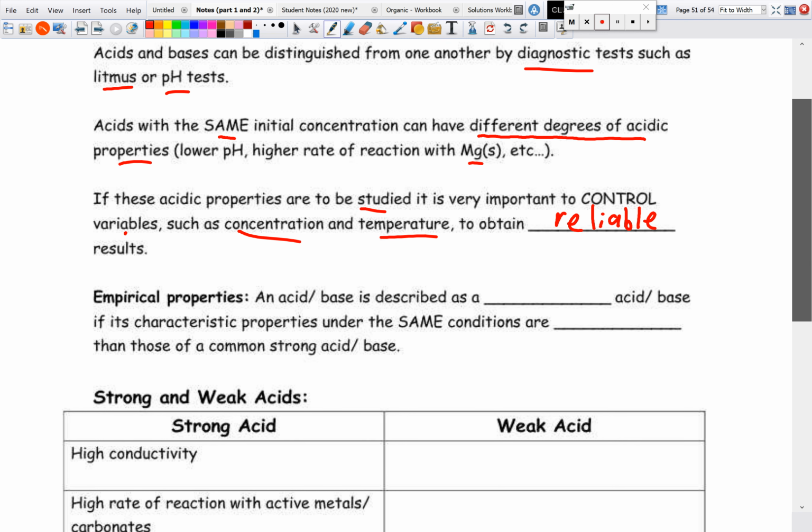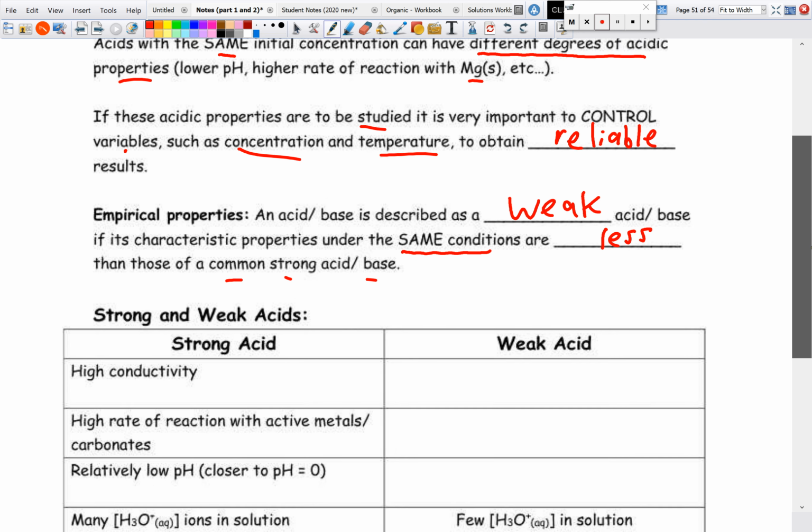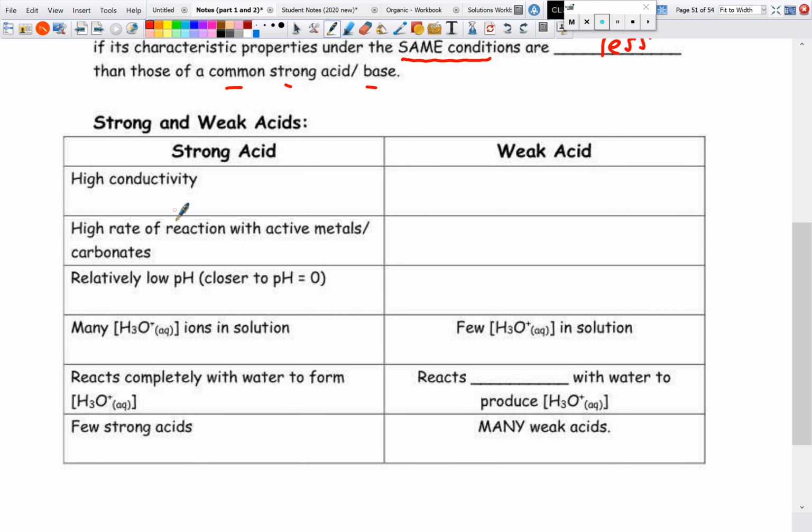So we already looked at empirical properties of acids and bases, but now we're just going to describe weak acids and weak bases. For an acid or base described as weak, its characteristic properties under the same conditions are less than that of the common strong acid or base. For our strong acids, we know there's 6 of them. For a strong base, we know it needs to be a metallic hydroxide, like lithium hydroxide, sodium hydroxide, calcium hydroxide, and stuff like that. So we already went over the characteristics of acids. Now we have this exact same chart, but we're comparing strong to weak.